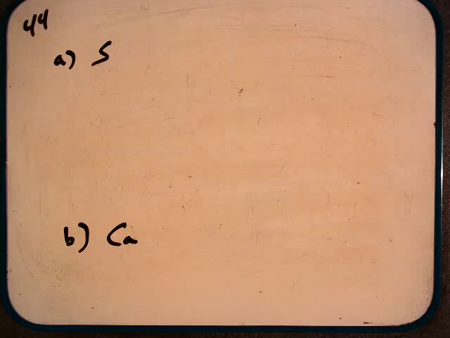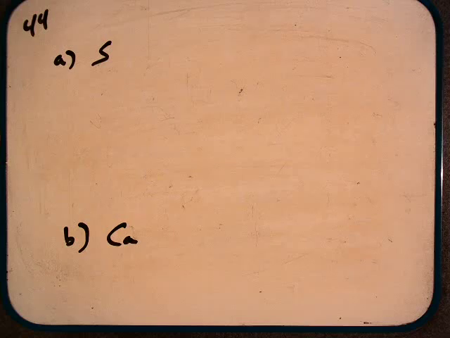This is number 44 in chapter 8. I'm going to do parts A and B. And this is asking us to write the full orbital diagram for each element. I'm going to do a couple different ways of representing each one, just so that we can have some practice here.